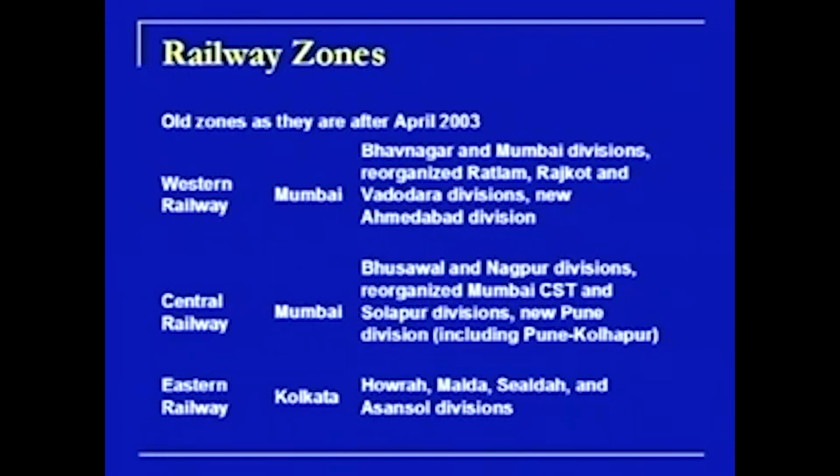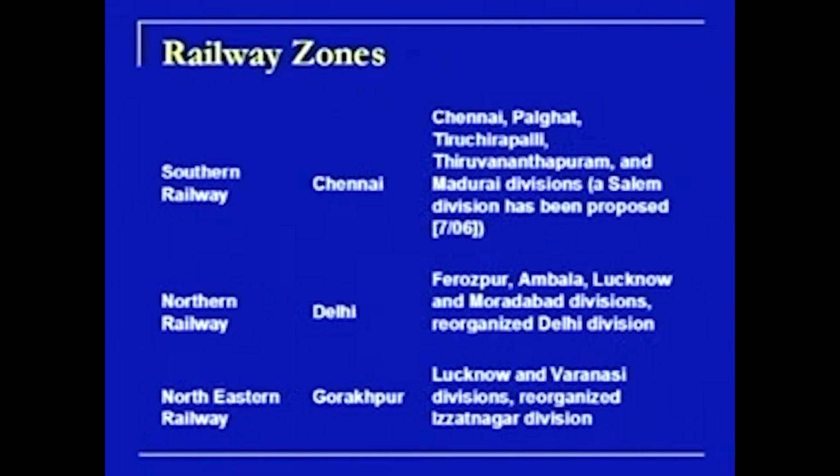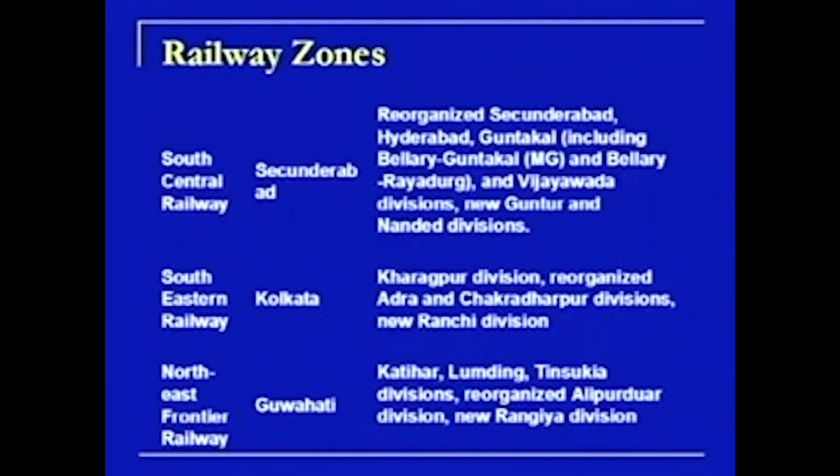Eastern Railway has its headquarter at Kolkata. The Southern Railway has its headquarter at Chennai, and they had another division which was proposed and finally formed in 2006. That was the Salem division. Northern Railway has its headquarter at Delhi. The Northeastern Railway has its headquarter at Gorakhpur. The South Central Railway has its headquarter at Secunderabad. The Southeastern Railway has its headquarter at Kolkata, and the Northeast Frontier Railway has its headquarters at Guwahati.